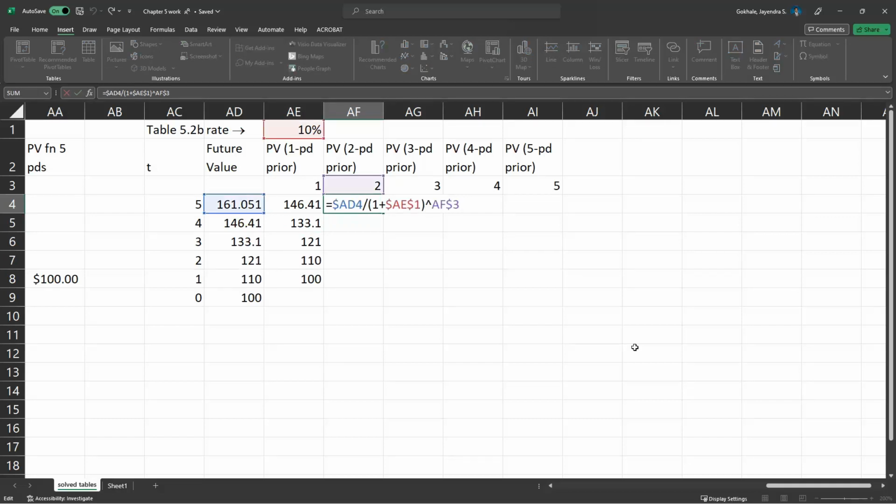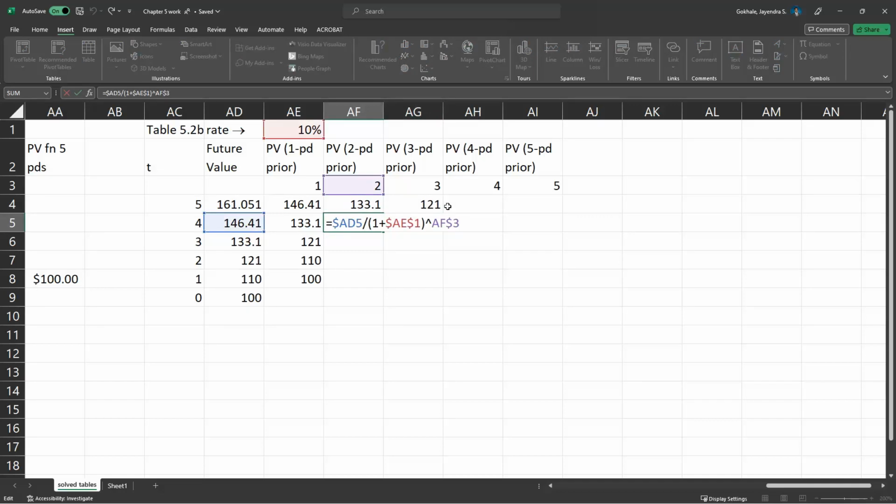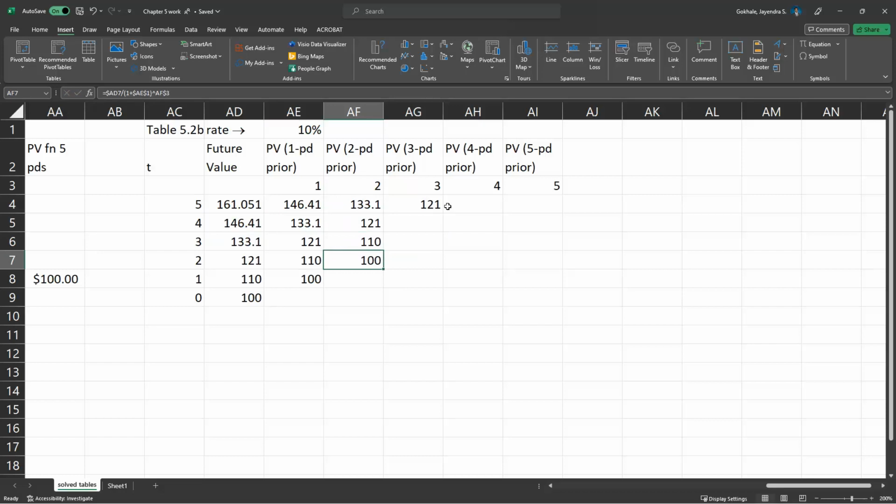So the rate is AE1. The future value is AD4. And because we fixed the column, it doesn't move to the right as we copy the formula to the right in Excel. And then to the power of AF$3, which is the periods, and this one shifts to the right as we copy the formula to the right, but does not shift to the right as we copy the formula down using Control D key in Excel. So 110, 100, and then 121, 110, 100, and Control R, Control D, Control R.